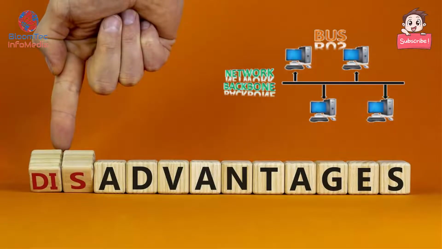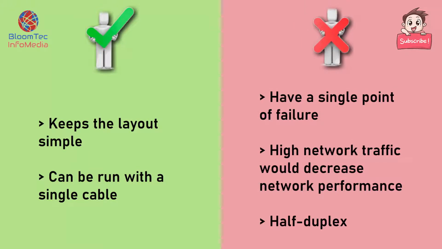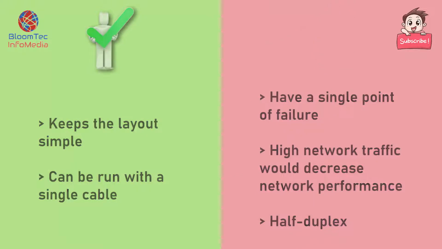Advantages and disadvantages. Keeps the layout simple, can be run with a single cable, but has a single point of failure. High network traffic would decrease network performance. Half-duplex data transmission is possible in only one direction.